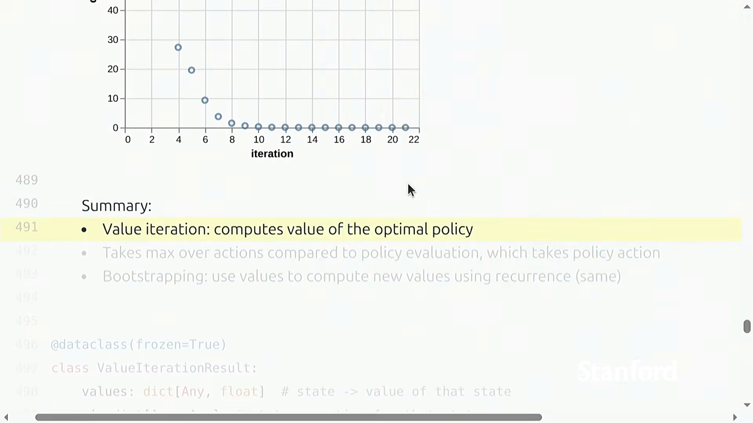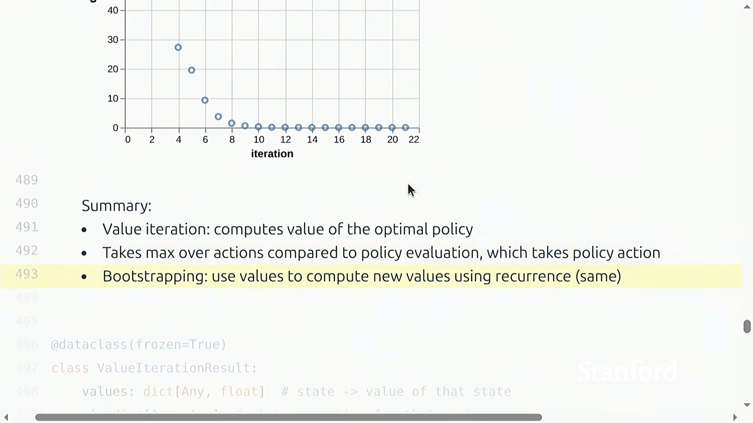Okay, so to summarize, value iteration computes the value of the optimal policy. We take a max over actions compared to policy evaluation, which just takes the policy action. And then the same idea of bootstrapping, where you start with an initial set of values, and then you iterate some recurrence to produce a new set of values, and you keep on going until the distance between successive value computations is below some threshold, and then you stop. That part is the same.